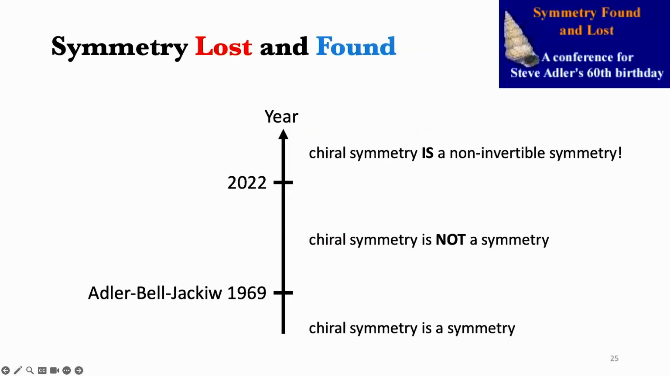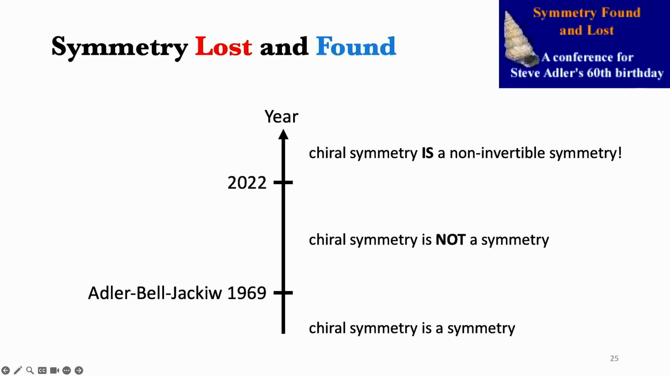So if you look back in history on the fate of chiral symmetry, before '69, everyone thought chiral symmetry was a global symmetry. It leaves the classical Lagrangian invariant. That seems to be good enough. In the seminal papers by Adler, Bell, and Jackiw, they showed that chiral symmetry is not a symmetry quantum mechanically.